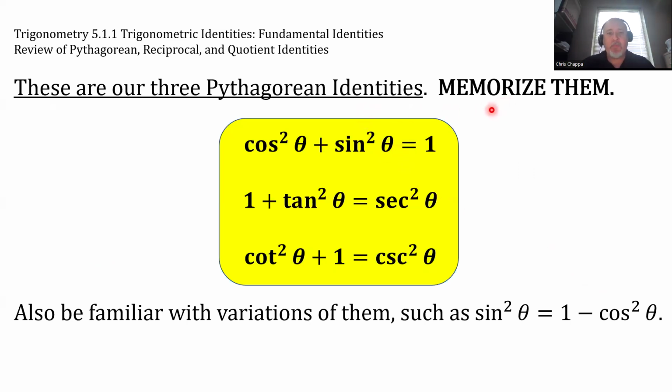Memorize them. I'm serious. The sooner you memorize these, the easier your life will be in this course and subsequent courses that involve trigonometry. Also, be familiar with variations of these identities, such as sine squared theta equals 1 minus cosine squared theta. The variations can be formed by subtracting terms to other sides, turning identities involving addition into identities involving subtraction.